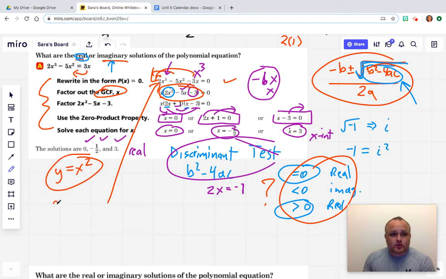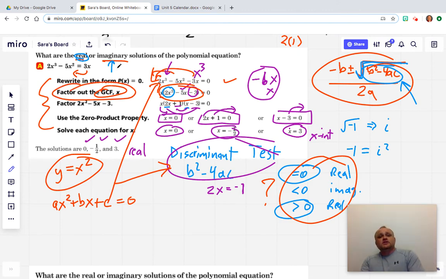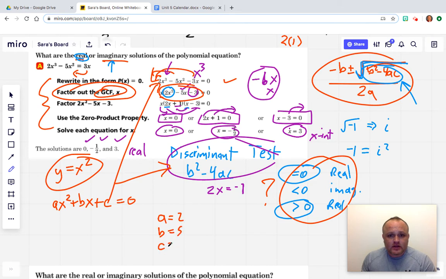This standard quadratic of ax squared plus bx plus c is equal to 0. This is when we use the discriminant test. So we have to wait to the second step to be able to see it's going to be in quadratic, and just for that little piece, I'm going to do the discriminant. A is 2, B is negative 5, and C is negative 3.